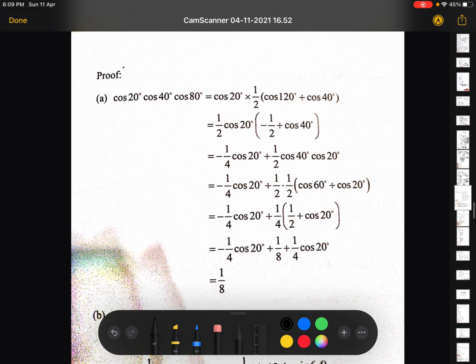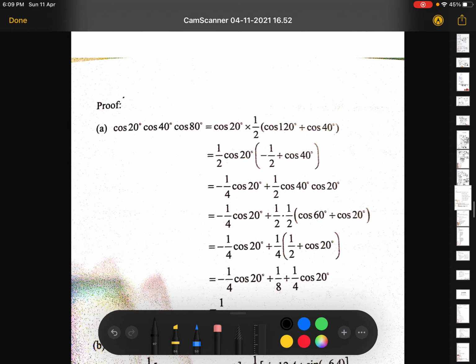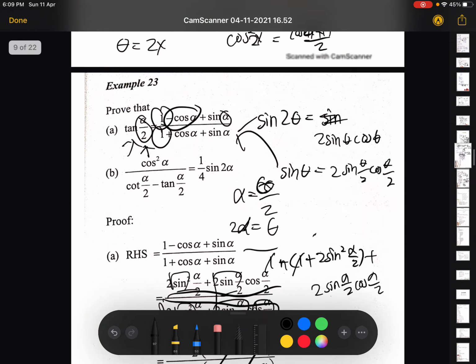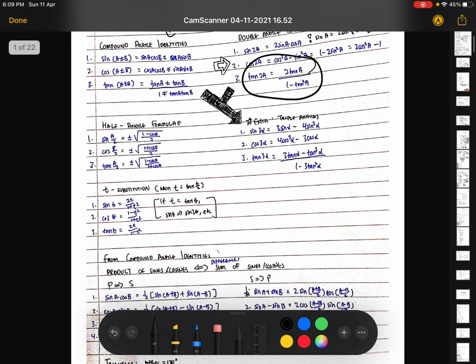Next one. Next one is about the next part. Let me see here.